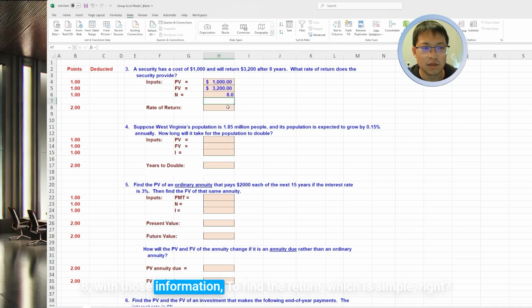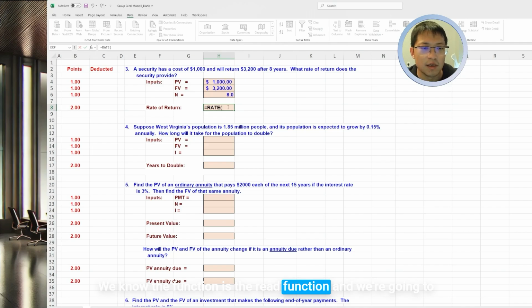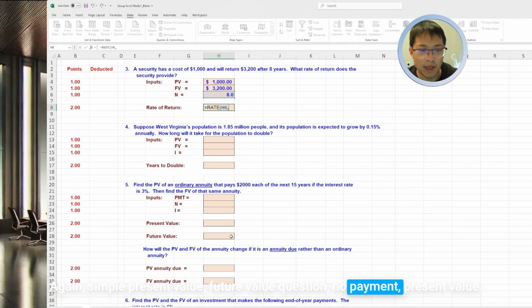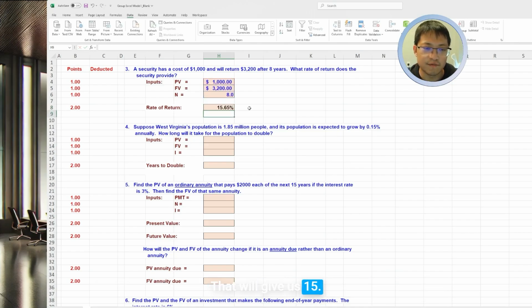With that information, to find the rate of return, which is simple, we know the function is the RATE function. Give the information to the function: number of time periods, simple present value, future value question. No payment. Present value, I'm going to put a negative sign, and future value, just leave it as positive. We're going to ignore the type, close the parentheses. That will give us 15.65%, which is fairly easy.